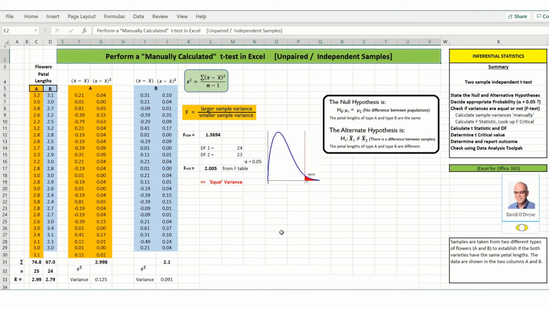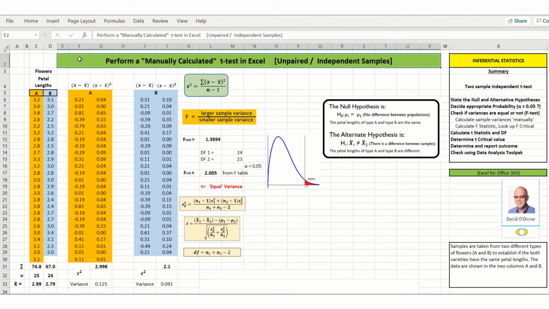We can see here that our calculated F statistic 1.3694 is less than our critical value 2.005. That implies we're not in a position to reject the null hypothesis. So we have to assume that both samples have equal variance. There's a chart of the F distribution, and we can see we didn't get into the rejection zone, so we're in here. We have to accept that the variances are considered equal, and we'll move on to look up the formulas for the equal variance situation for calculating a t-statistic.